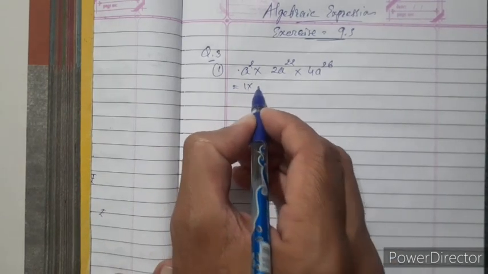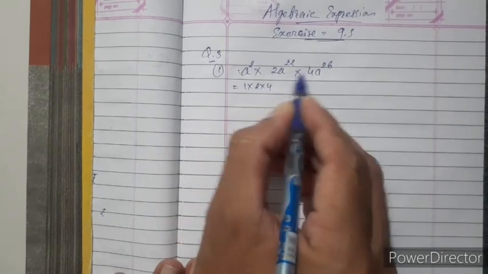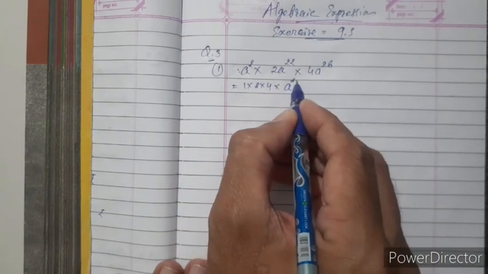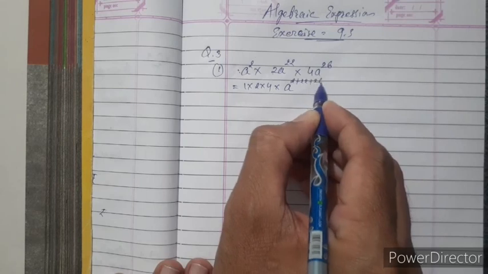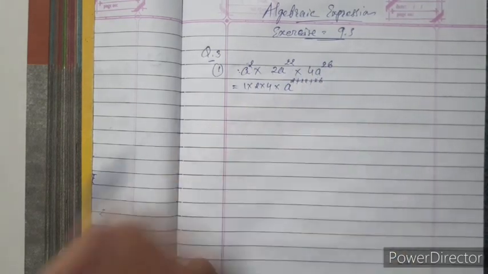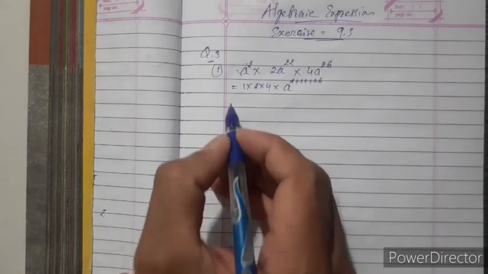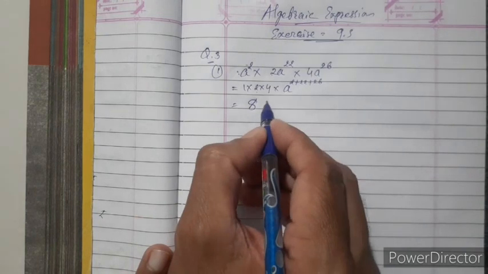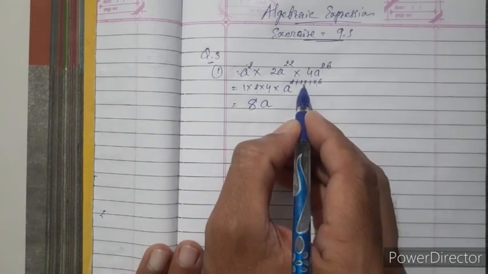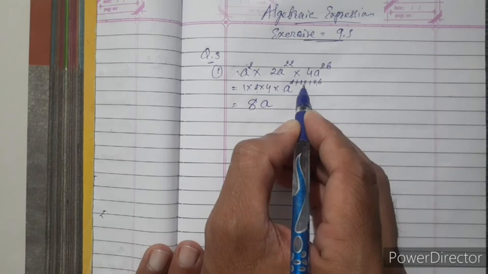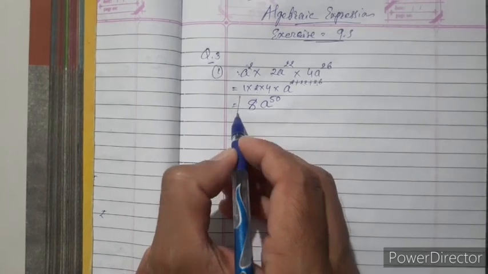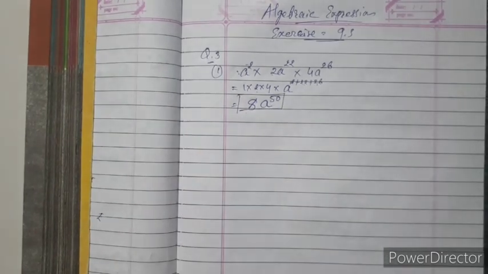So 1 into 2 into 4, and into a raised to 2 plus 22 plus 26, addition of the powers of a. Here only a is there, so 4 2s are 8, 8 1s are 8, so that is 8, and a raised to 26 plus 22, that is 48, 48 plus 2, that is 50. So our answer is 8 a to the power 50.